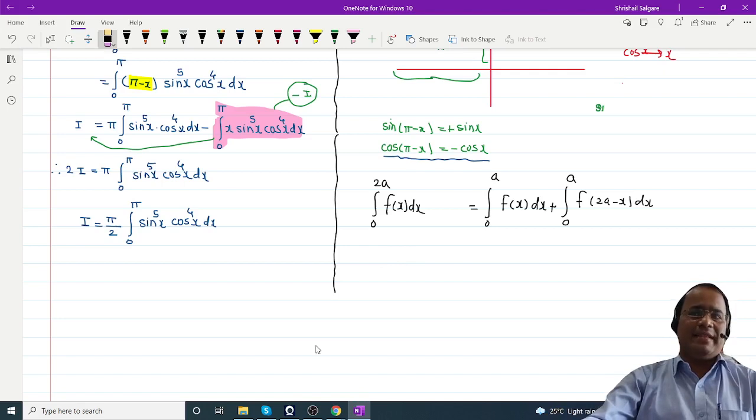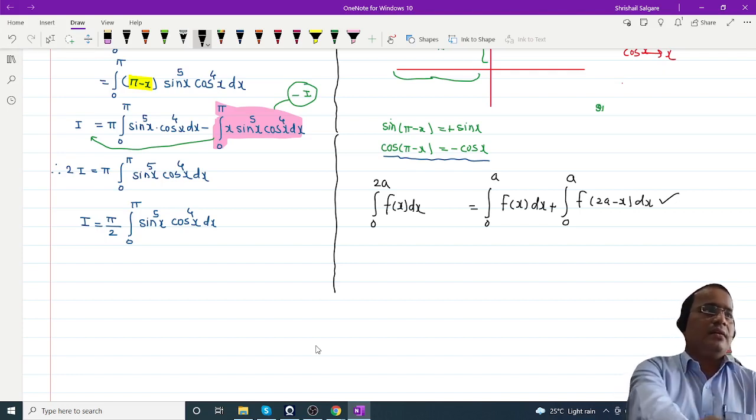Okay, in this case f of 2a minus x is equal to, for this particular example, it is 2 times, that's why we write 2 times, but the result is this way only. For this particular example, f of 2a minus x is f of x. Every time it is not possible. I think that is the same thing you want to say, right? Yes, sir, for this example it comes 2 times, right?